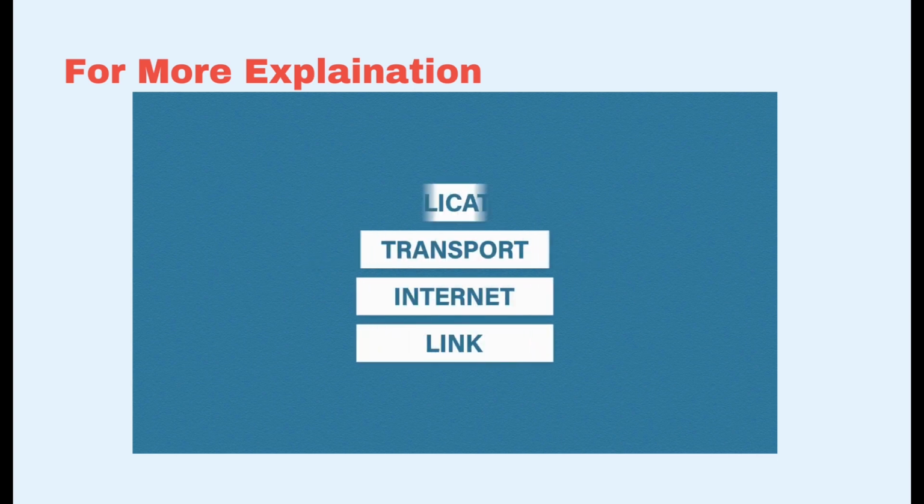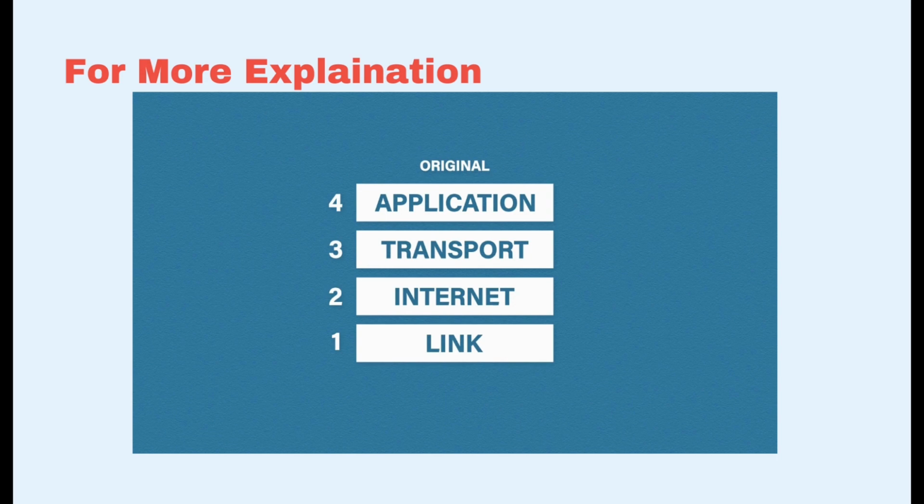Here is the TCP/IP model. 4 simple layers: application, transport, internet, and link. And just like the OSI model, it's numbered from the bottom up, but the direction depends on if you're sending or receiving traffic. So this is the original model, but it has been updated.